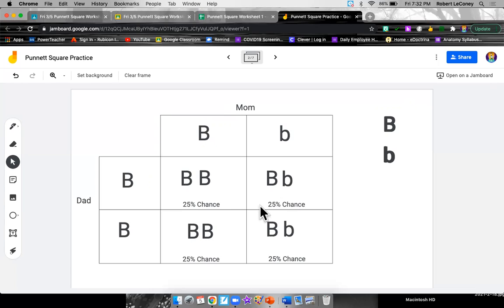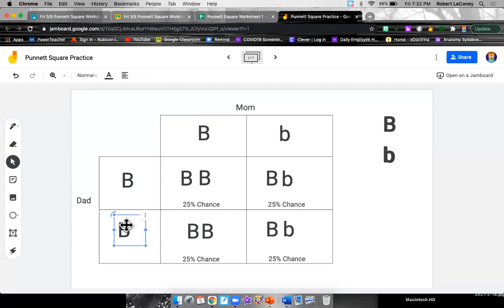Why is this important? Not to the kid, but it might be important to the grandkids. Because if this kid grows up, it's only two big B's to pass on. But if this kid grows up, there's a chance they'll pass on the little b. So this couple might have a blue-eyed grandchild. That's a possibility.